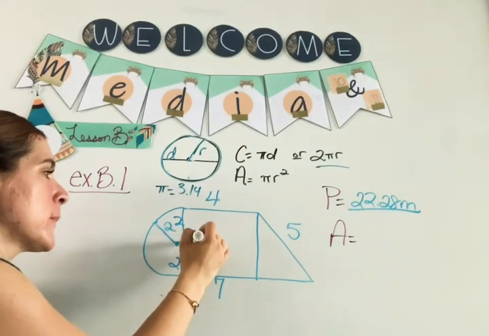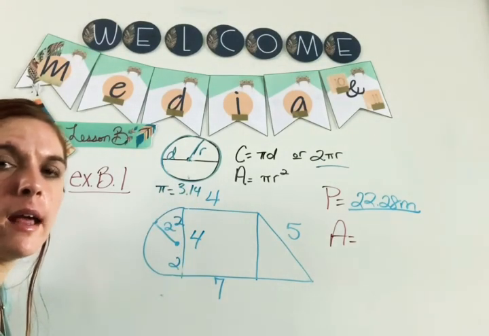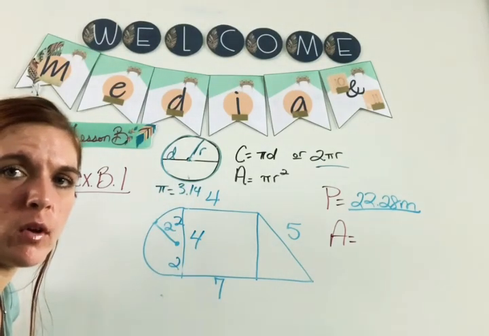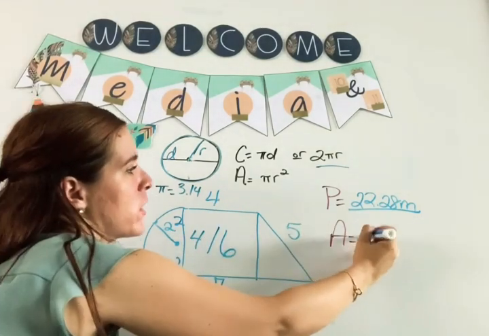It's 4. It's 2 times the radius because that's the height of the circle and our square at this point. So it's 4. So we have 4 times 4 is 16. So let's just put that over here, 16 plus.